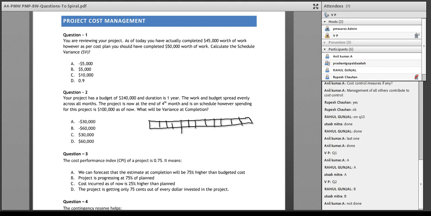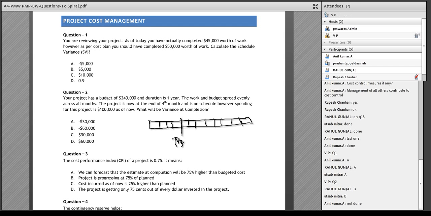Now it is on schedule, which means you have achieved 4 months of work, one third, as scheduled. The spending for this time is 100,000. What will be the variance at completion?